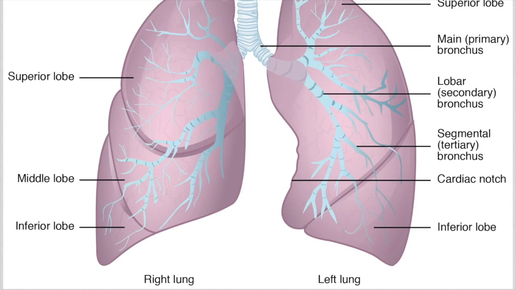The right lung is shorter and wider than the left lung, and the left lung occupies a smaller volume than the right. The cardiac notch allows space for the heart. The apex of the lung is the superior region, whereas the base is the opposite region near the diaphragm. The costal surface of the lung borders the ribs. The mediastinal surface faces the midline.